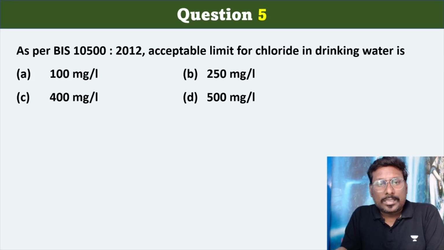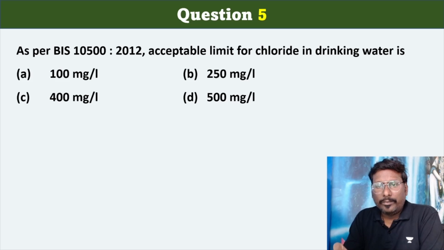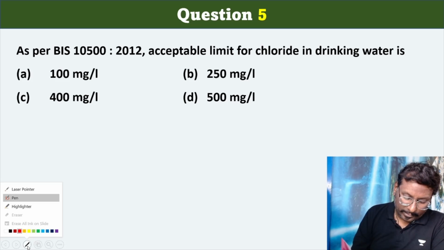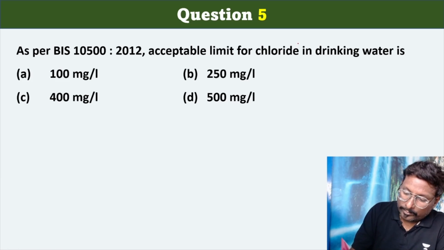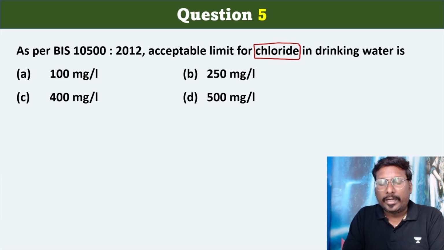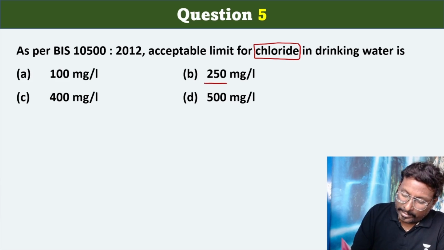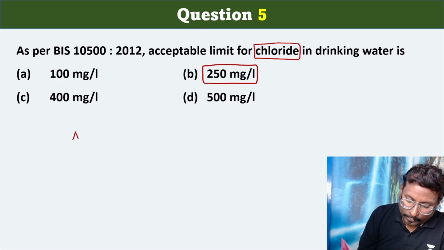As per BIS 10500:2012, acceptable limit for chloride in drinking water. Chloride acceptable limit in drinking water is up to 250 milligram per liter. So we have two limits. One is acceptable limit, that is as asked in the question, 250 mg per liter.